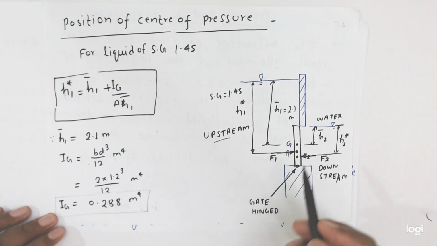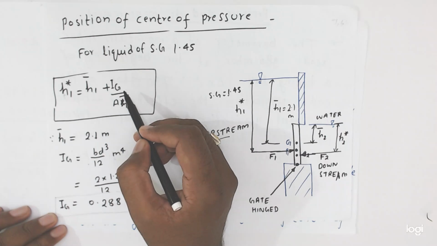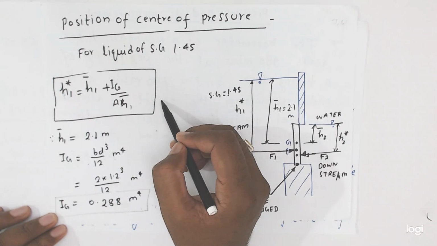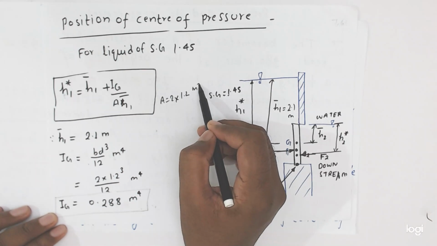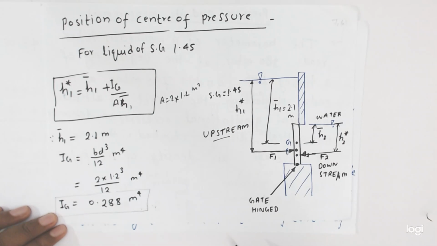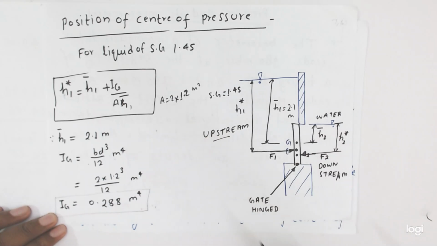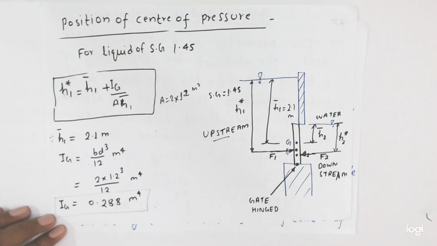Okay friends, so H1 bar is known, the Ig value is calculated, and the area is 2 into 1.2 meter square. So from here we are able to calculate H1 star. Similarly we will calculate H2 star.